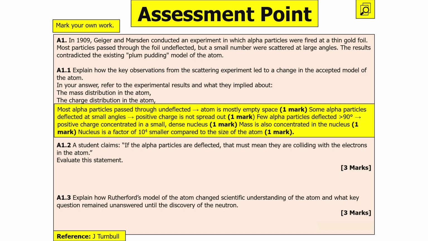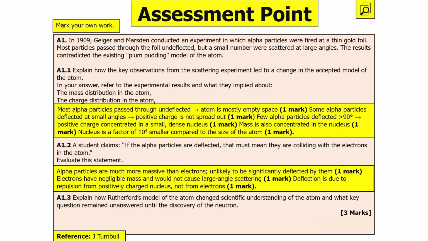Right, most alpha particles pass through undeflected, so the atom is mostly empty space. Some alpha particles are deflected at small angles. Positive charge is not spread out. A few alpha particles are deflected greater than 90 degrees, so a positive charge is concentrated in a small dense nucleus. The mass is also concentrated in the nucleus, and the nucleus is a factor of 10 to the 4 times smaller compared to the size of the atom.